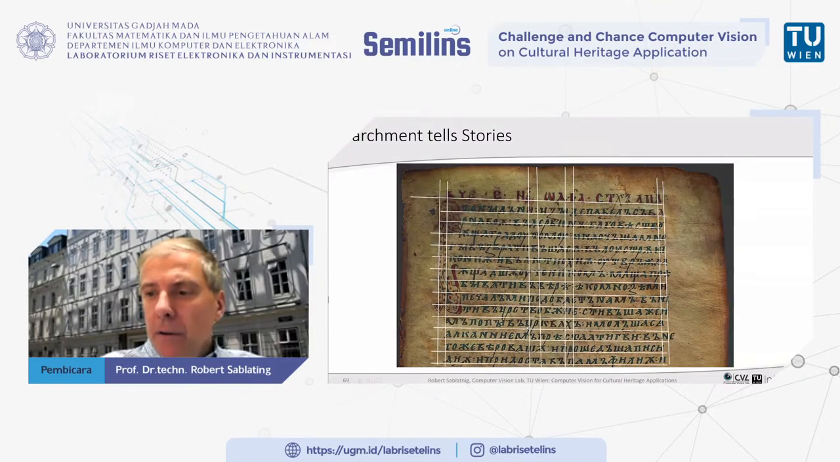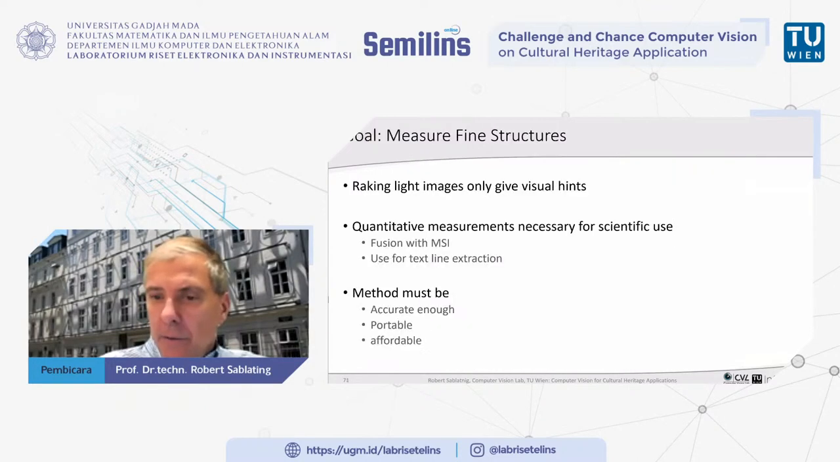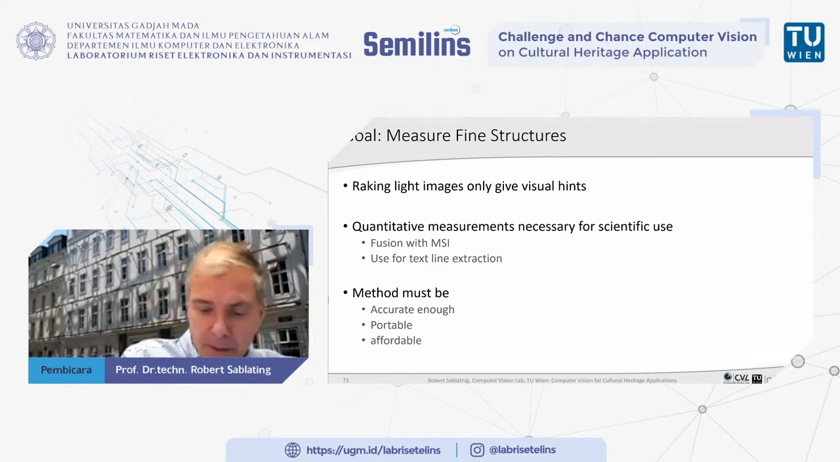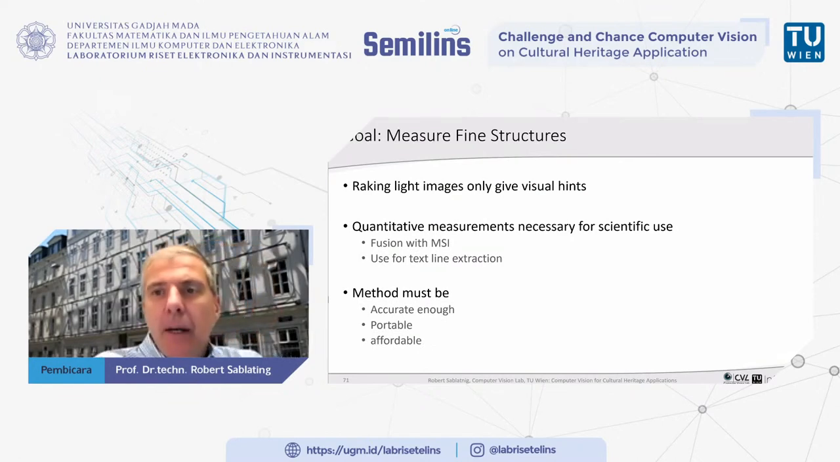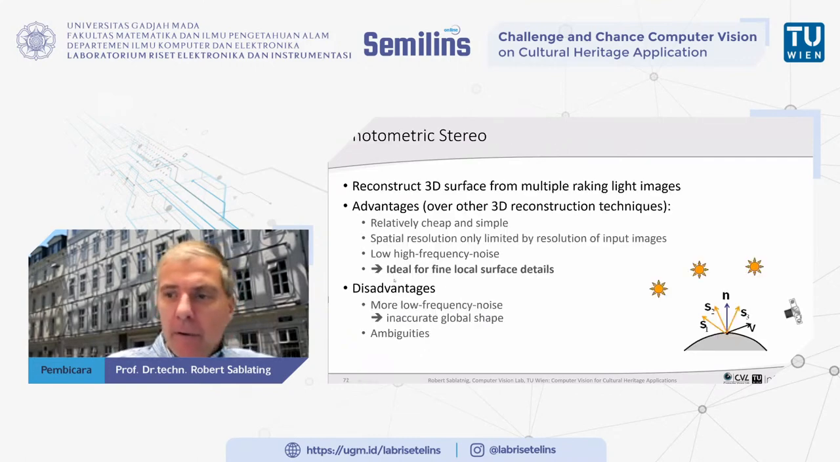And once you have found the whole thing, you will also be able to see that there is some underlying text underneath. Why? Because you see the ruling. And again, the ruling doesn't fit, there is some information hidden there. How does one get these kind of fine structures? Raking light gives you visual hints. However, we're going to have a new way of finding that, namely photometric stereo.